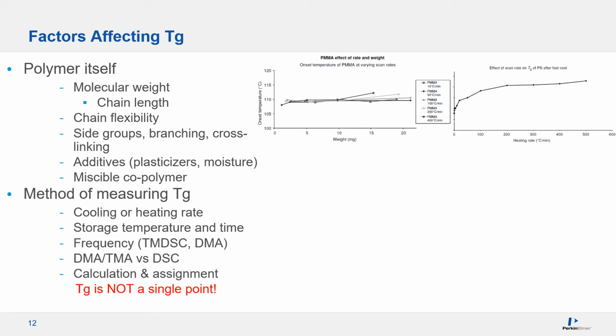We already know cooling rate, annealing, and storage temperature affect TG. TG can also be measured by other techniques such as DMA and TMA. The results can be very different because they're measuring different properties.